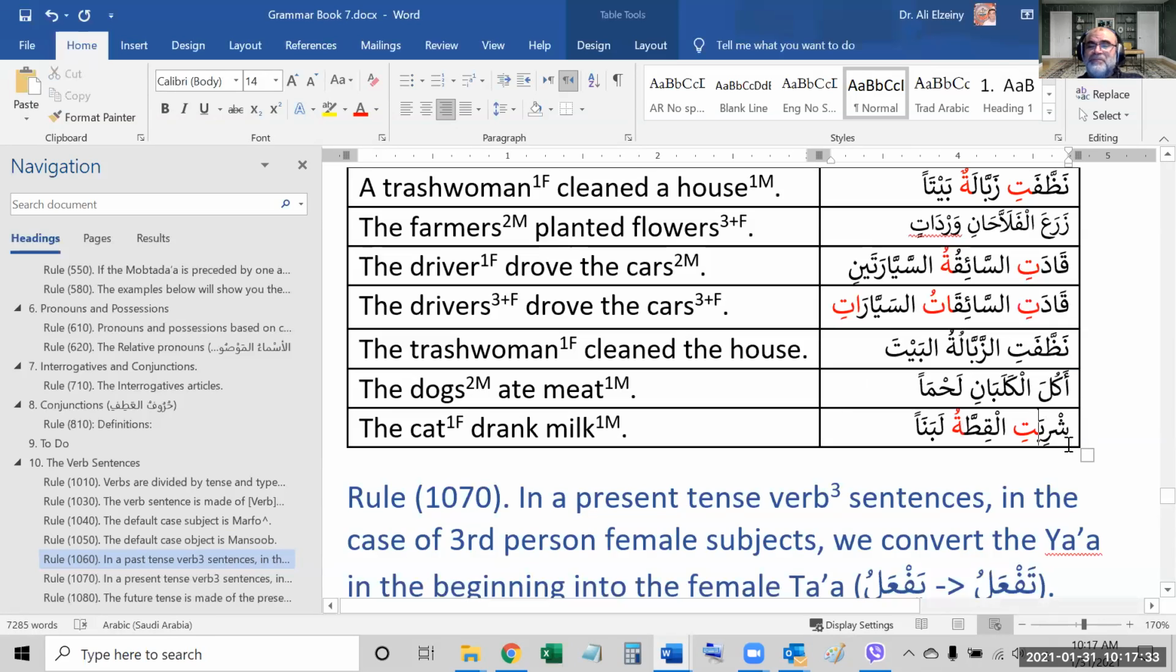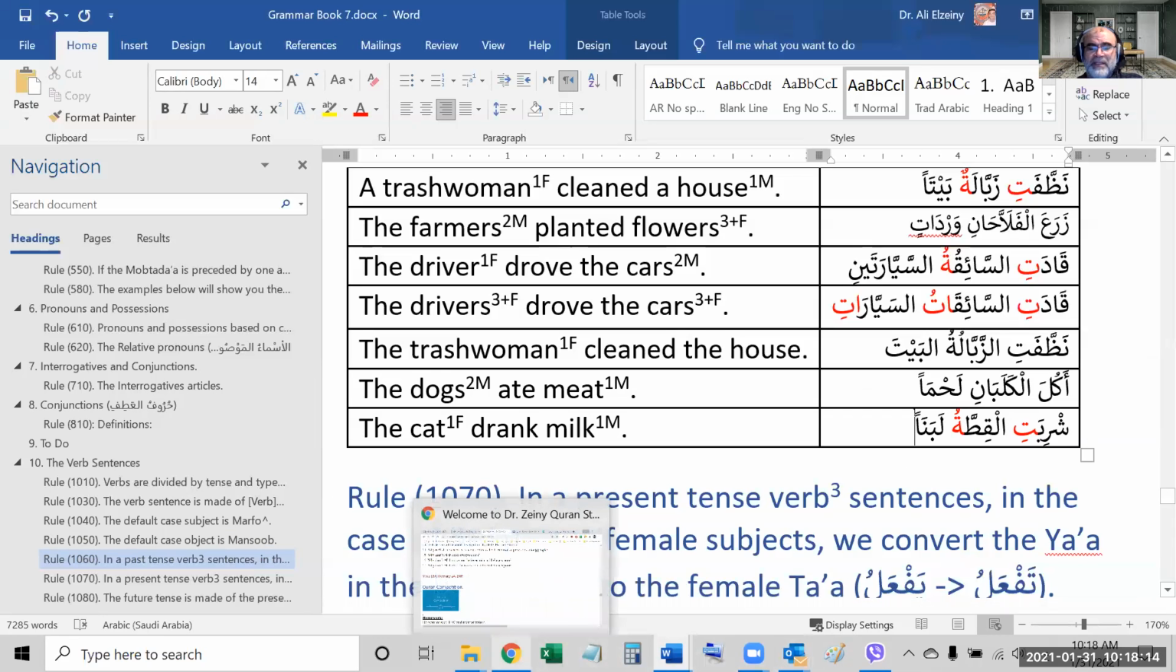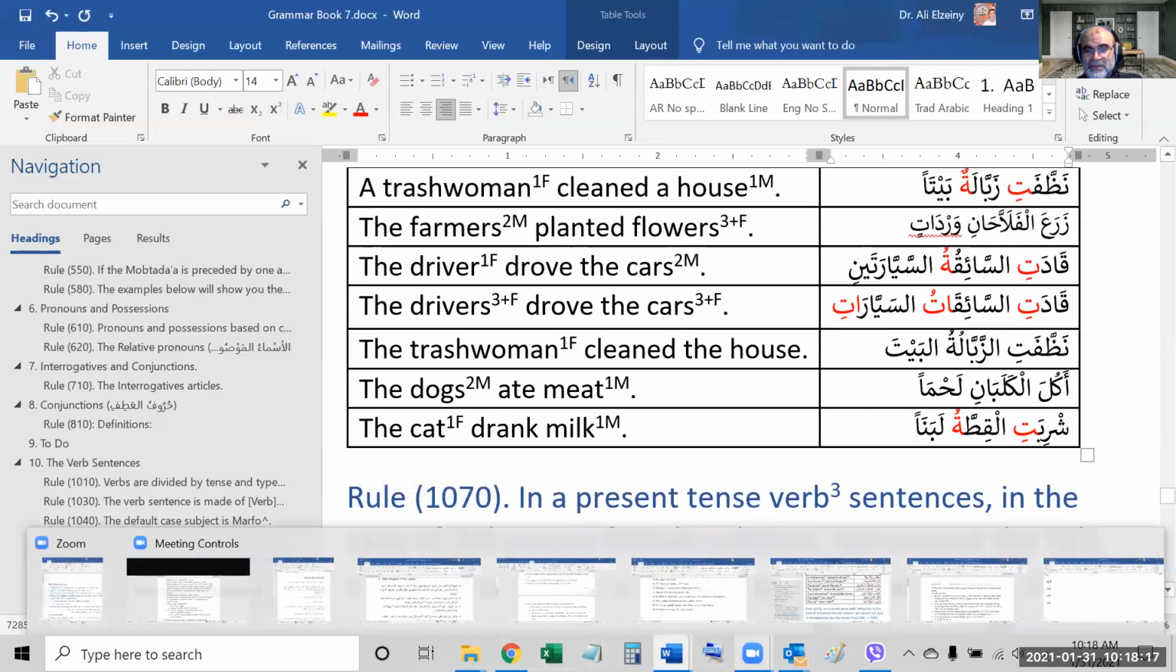So we say شربت is فعل ماضي, past tense verb, مبني على الفتحة. This فتحة is not إعراب, it is مبني, built on فتحة, doesn't change. القطة is the subject مرفوع بالضمة, and the حركة for المرفوع is ضمة. لبنا is milk, and the حركة is فتحة. Okay? If we move to the homework, it is exactly just like what we explained.